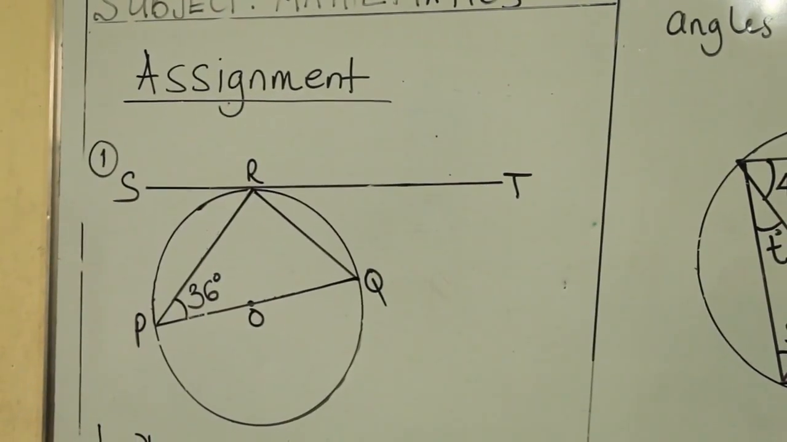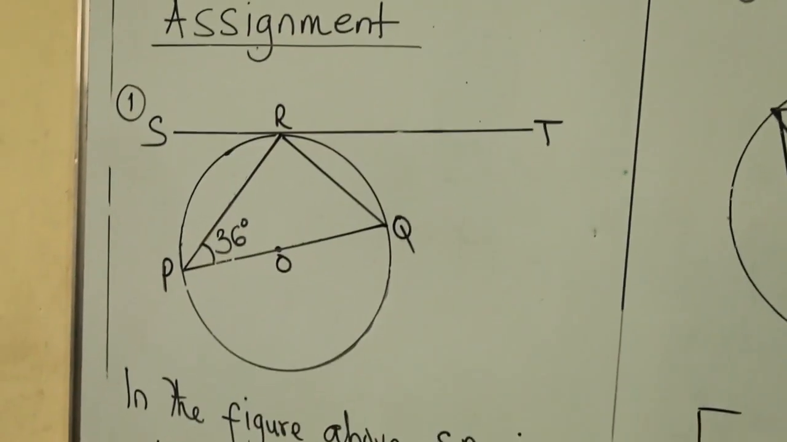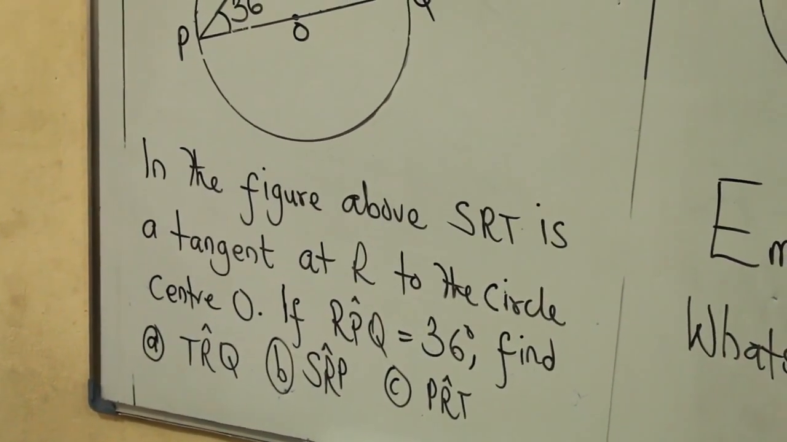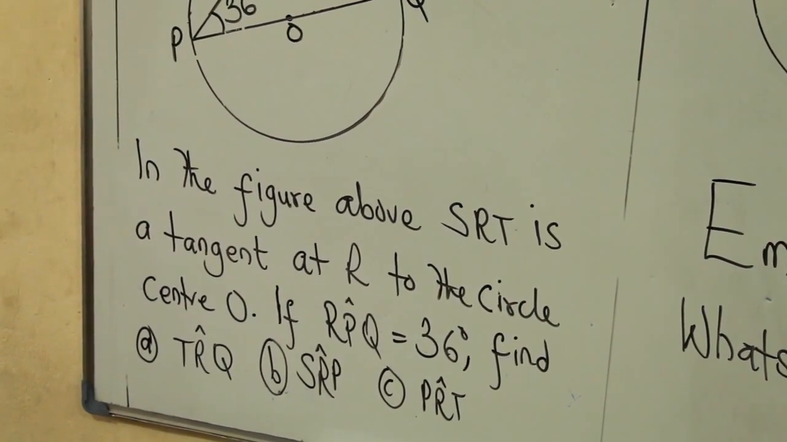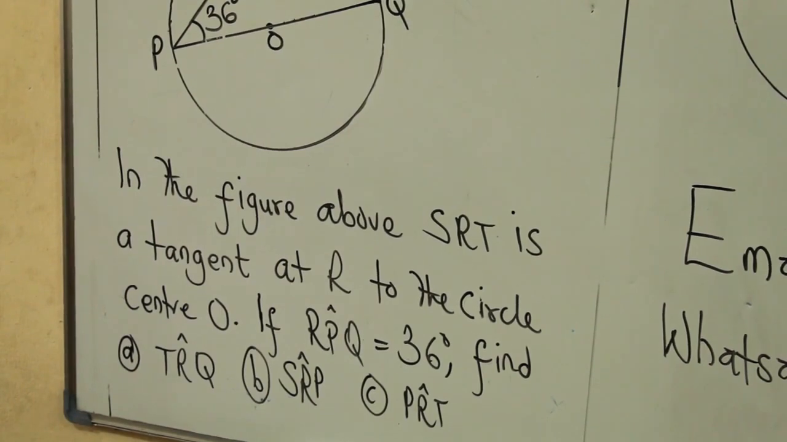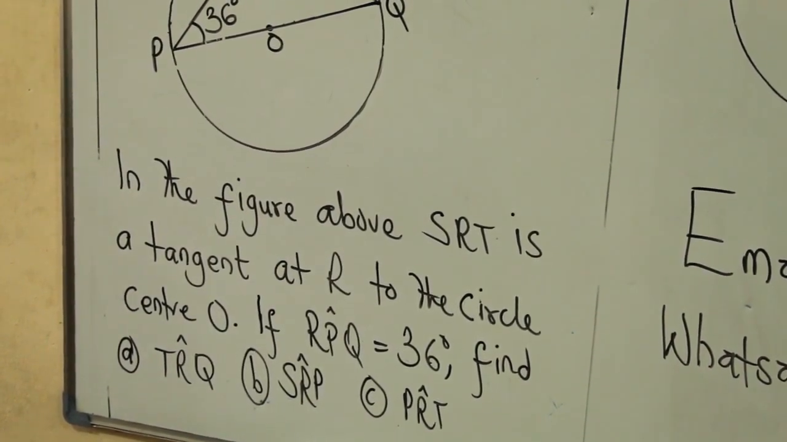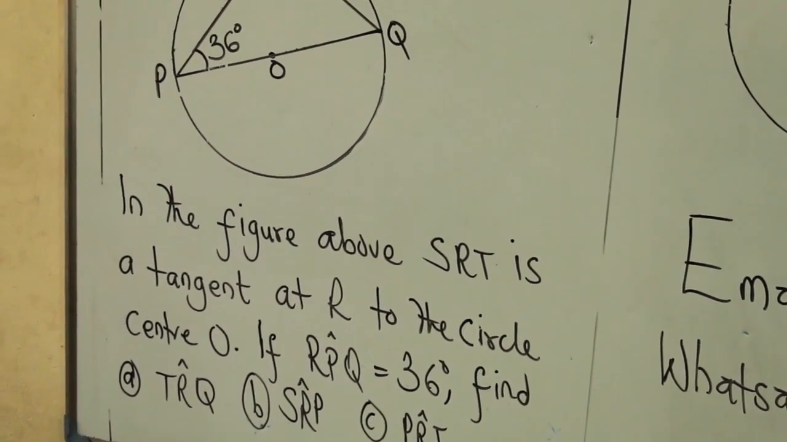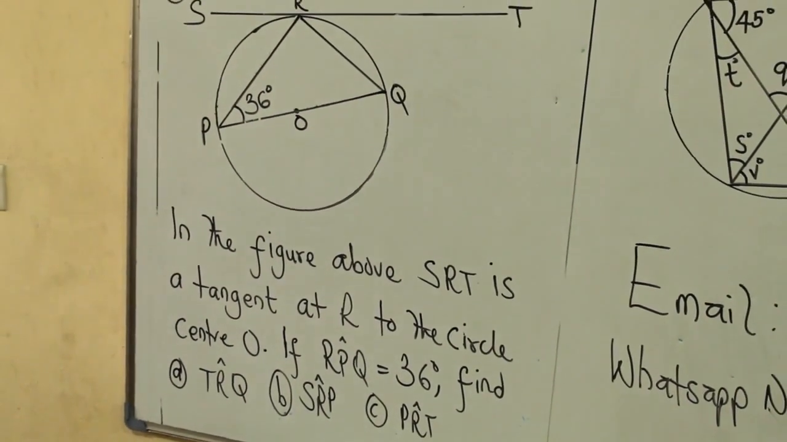The assignments are written on the board, and the first one says that in the figure above, SRT is a tangent at R to the circle center O. If RPQ is 36 degrees, find A, TRQ, B, SRP, and C, PRT.